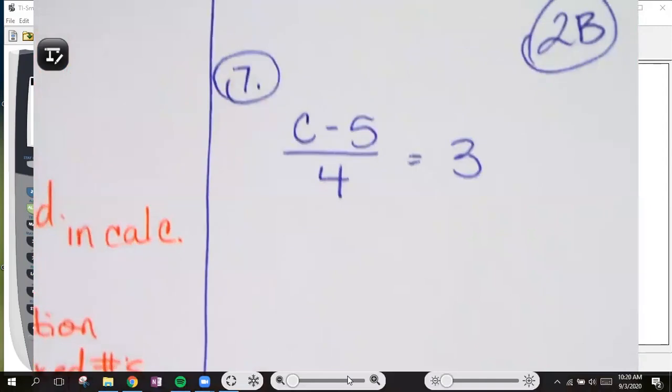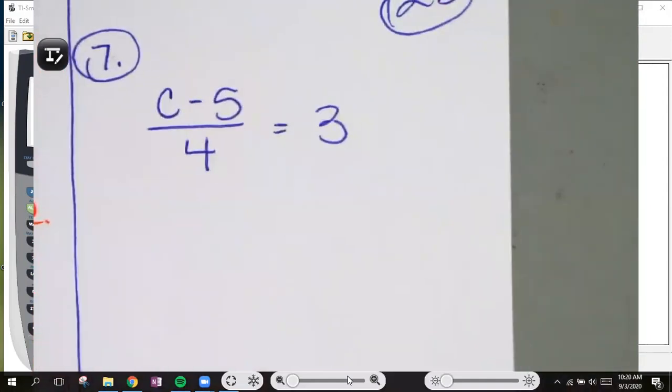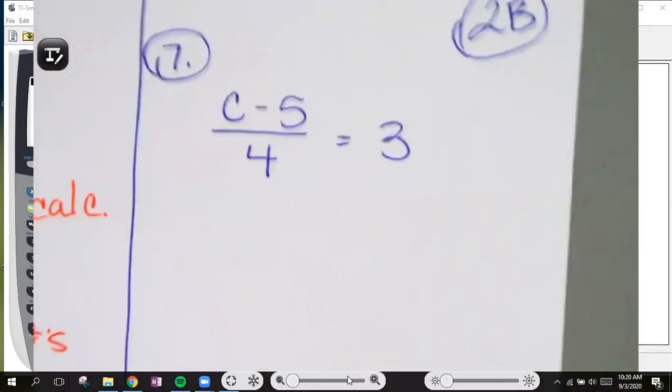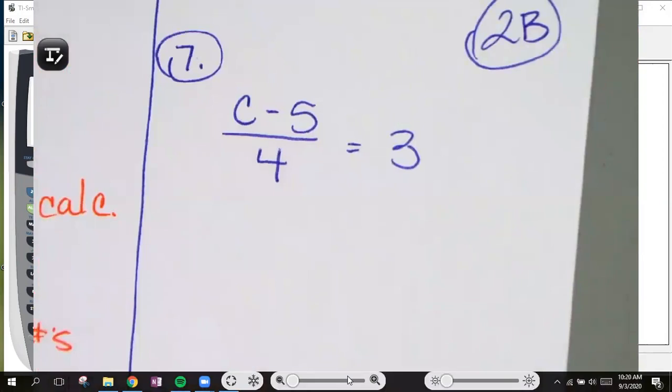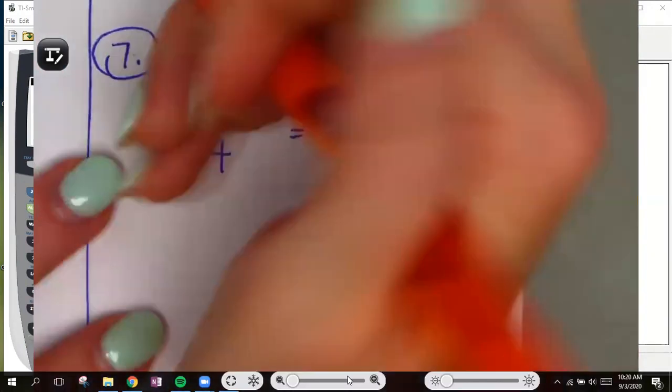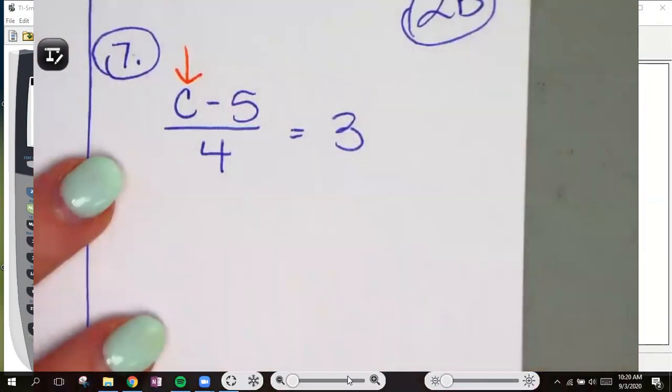Are we skipping? Because I swear I went from 1 to 3 to 5 to 7. Yes, we are, because I'm about to give you this worksheet here. It's on Google Classroom, and that way you'll know what numbers you've done. Okay, so once again, our goal is to isolate the variable.